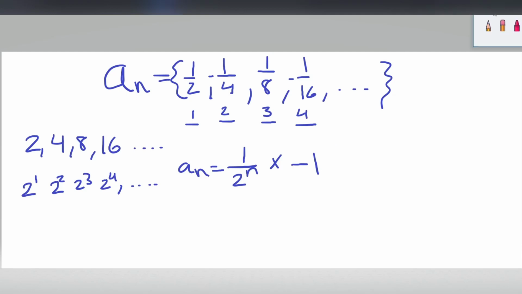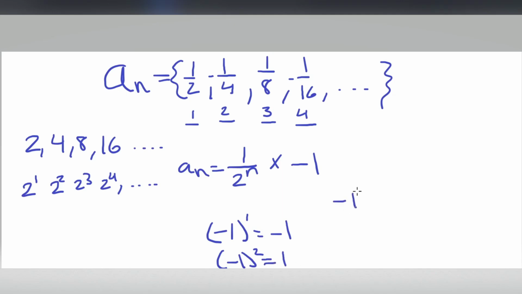So in this case, if we raise -1 to 1, it'll bring us -1. -1 to 2, it'll bring us +1. -1 to 3, it'll bring us -1. So we see whenever we raise it to an odd power, it gets us negative, and an even power will get us to a positive. But that's the opposite of what we want. So how do we change it?